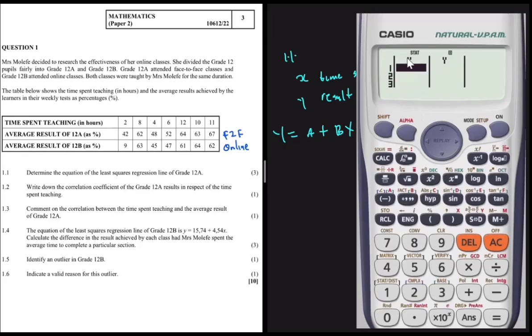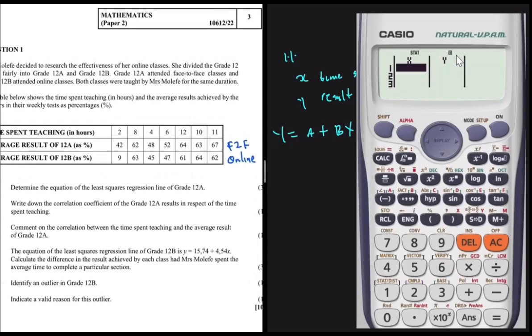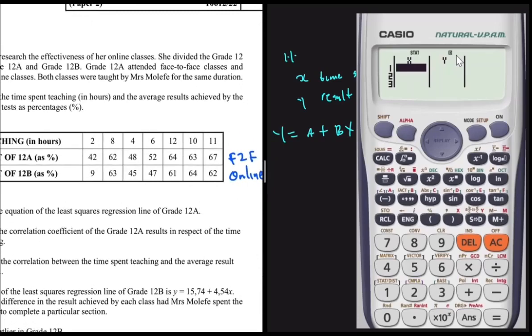When we press 2, we have x and y. Our x is going to be the time spent teaching, and our y is going to be the average results for that class, 12A. So let's put in the values for x. On this table, you can see that we have 2, 8, 4, 6, 12, 10, 11. So I put in 2, press equals, then 8, 4, 6, 12, 10, and 11. That's for the x values.